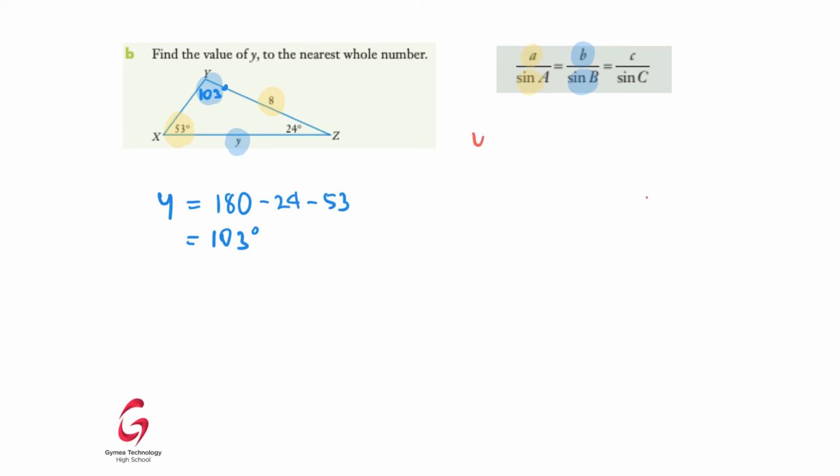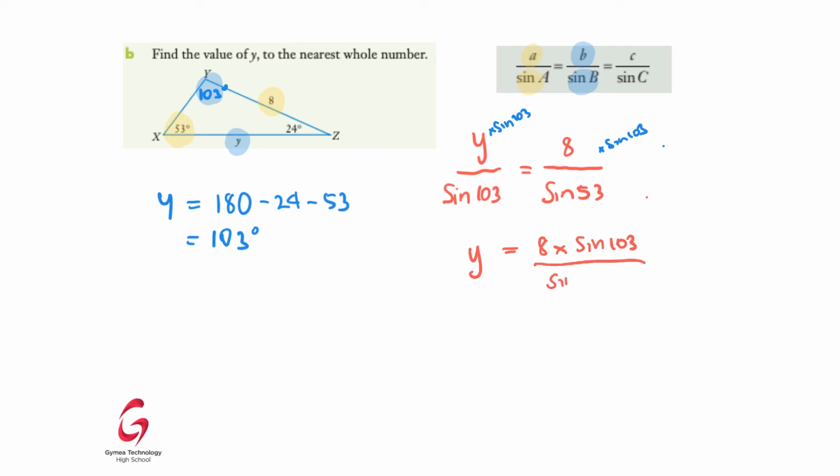Now I always start with the thing that I want to find and put it on top. And its corresponding angle, angle y is 103. My other side length that I know also goes on top. We keep it the same. And sine 53 goes on the bottom. Multiplying both sides by sine of 103 and putting this in our calculator, we get an answer of 9.76, or 10 units to the nearest whole number.